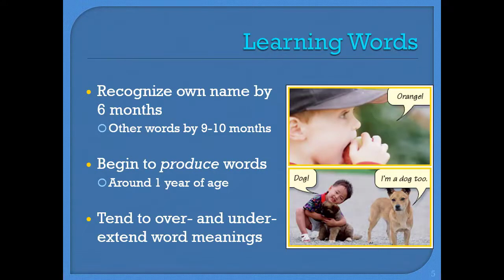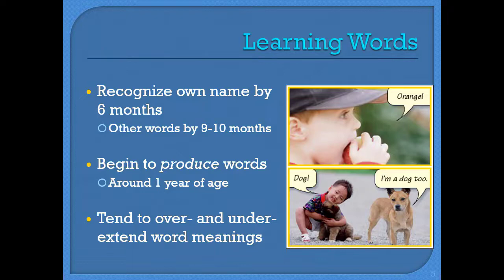One of the first words that children understand is their own name, and they can actually recognize their own name by 6 months of age. Now remember from the chart in the last slide that children understand other words by about 9 to 10 months of age. And also remember from the chart that children begin to produce words at around 1 year of age. Now remember, there's always variability. I'm just giving you the average age. Some children start earlier, some children start later.